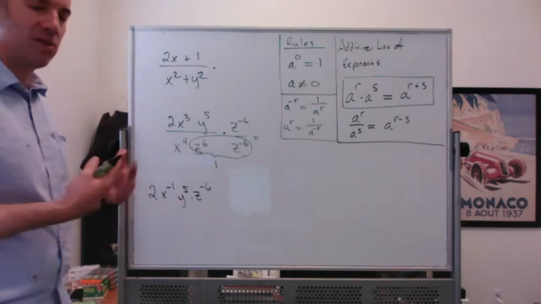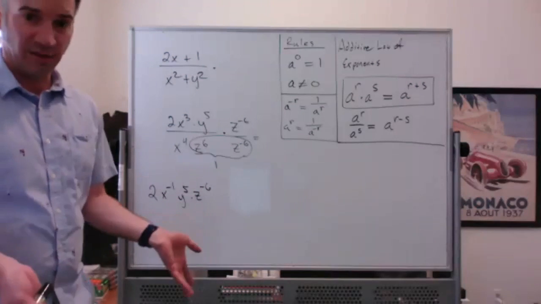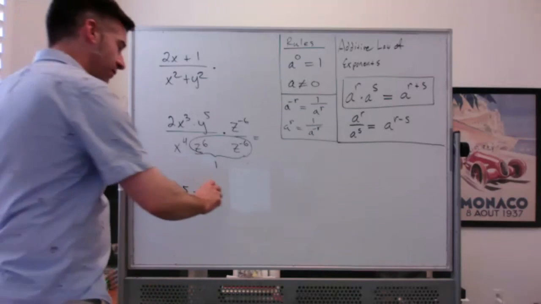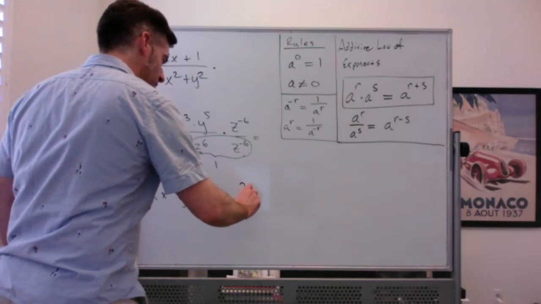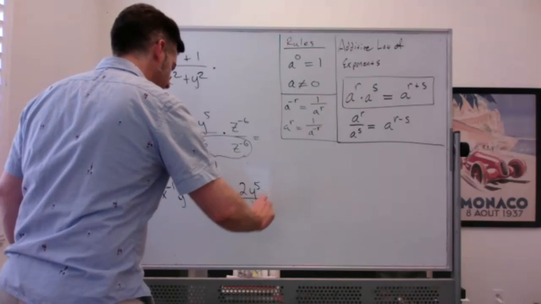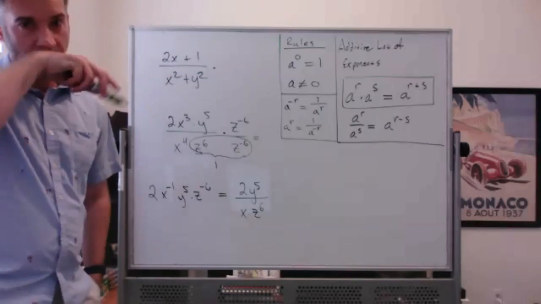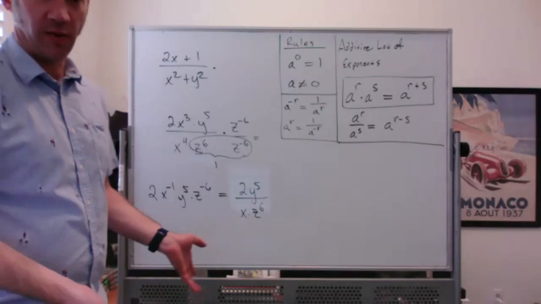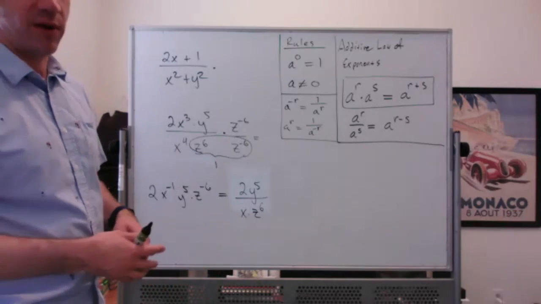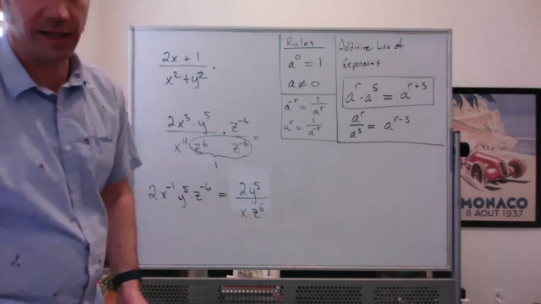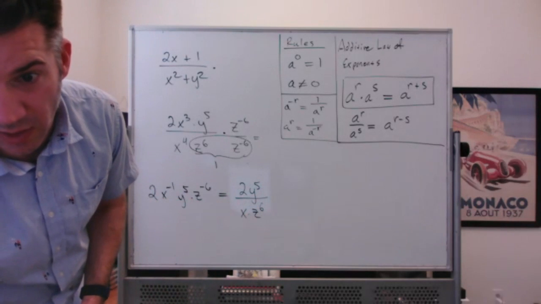And then you start getting into a place of, well, what's considered simplified? Some people prefer everything not in the denominator. Some people would prefer you wrote this as 2y to the 5th divided by x times z to the 6th. I will try to be clear with instructions about what I want. A lot of the time people ask for all the powers to be positive powers. That's a very typical way of answering a question like that.